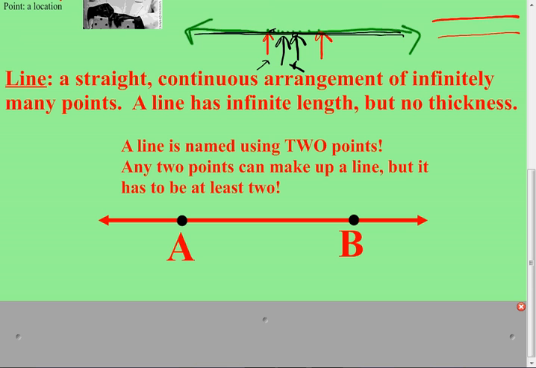How do we name a line? Because we have to be able to communicate. You have to tell me what you're talking about. There's 30-some in here. There's 32 in my other class, 33 actually. We got to communicate. And when you take the MCA test, there'll be a lot of geometry.